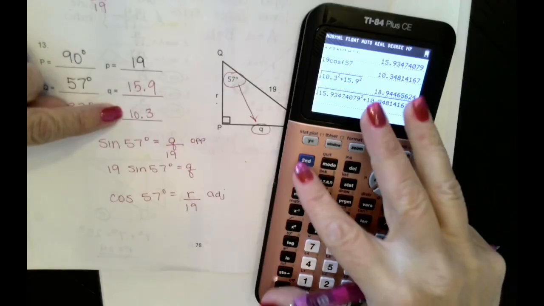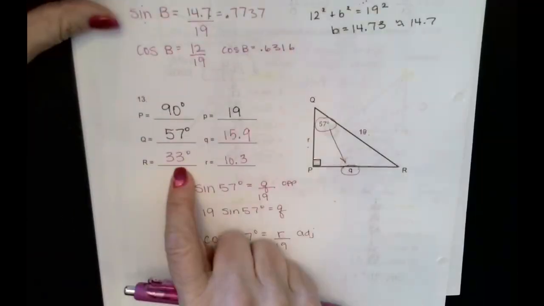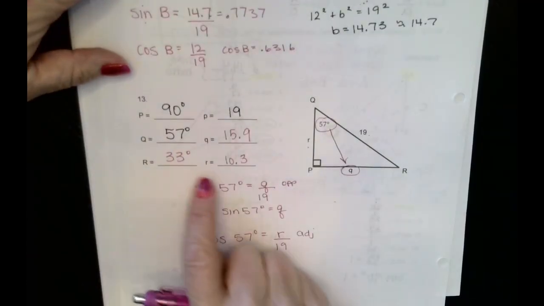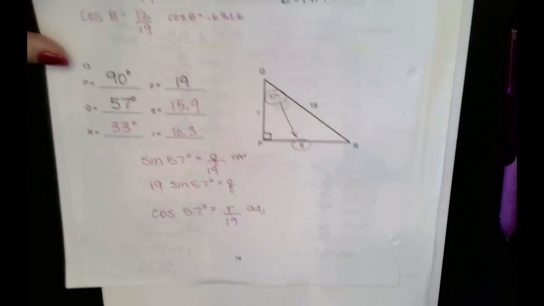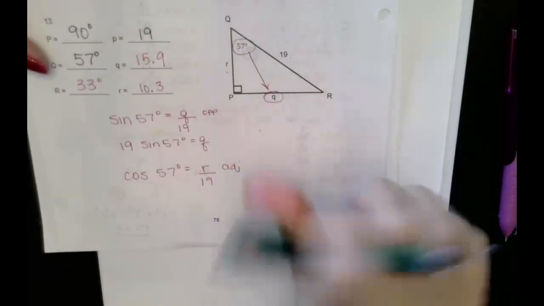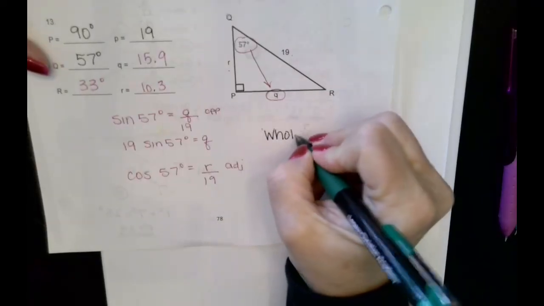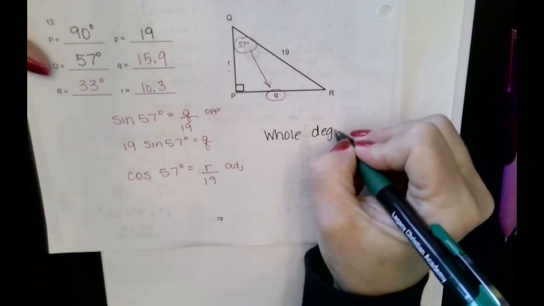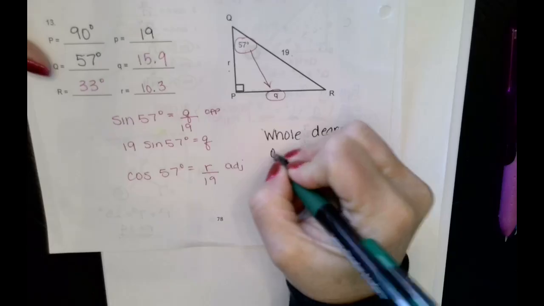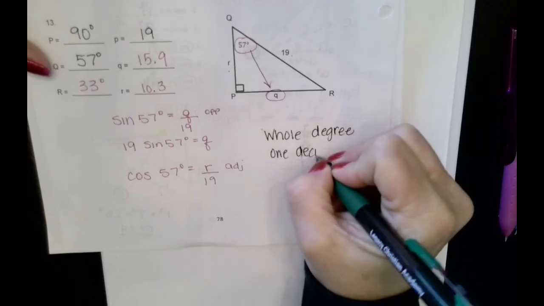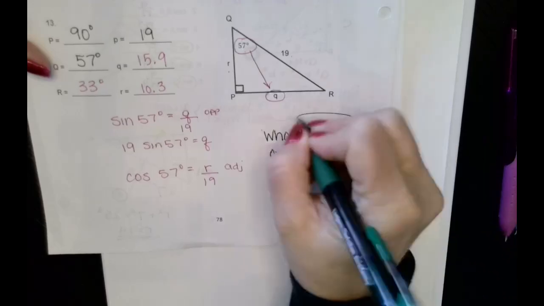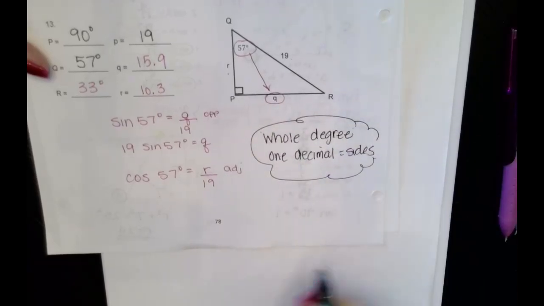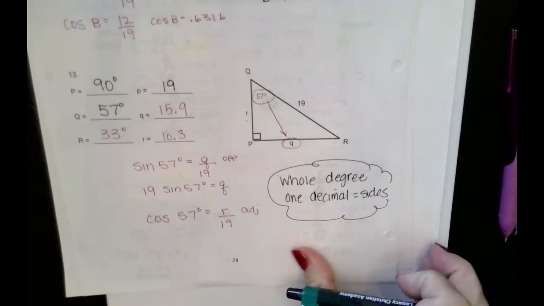So what I would tell you is for degrees, round to the whole degree, and for side lengths, just round to 1 decimal place. In fact, let me write that on here. So we're going to go whole degree and 1 decimal for sides. And just use that as a reference as you do this. All right, let's keep going.